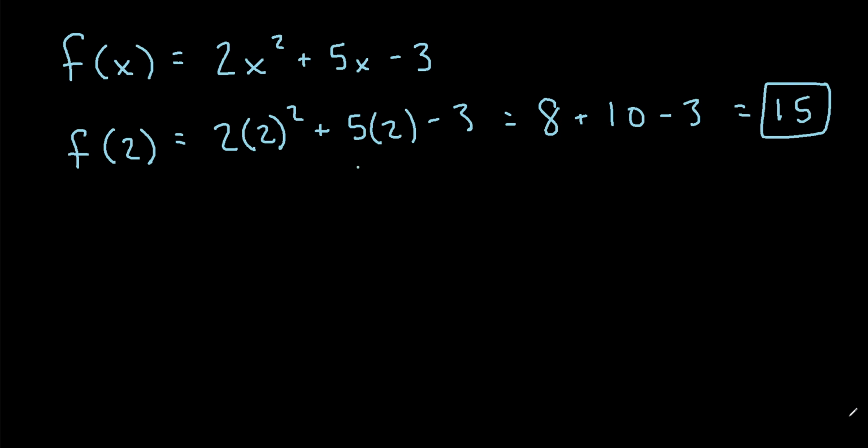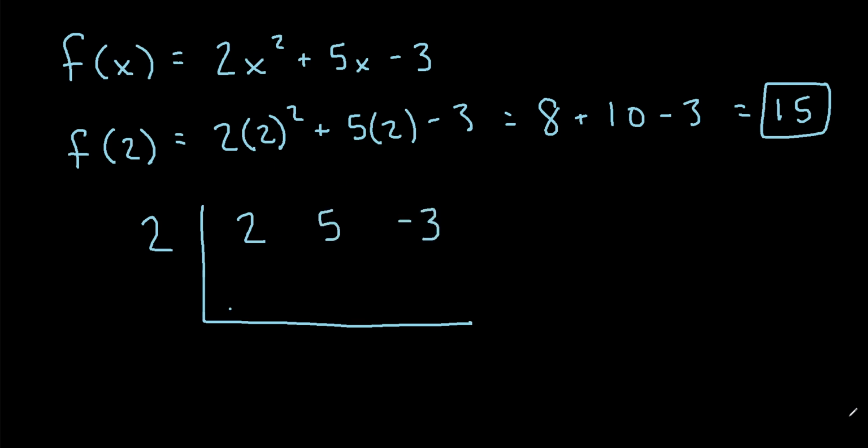But another way to solve it is to use something known as synthetic substitution. And that's where we write this value, this 2, right here, and then we draw a half box, and we write the coefficients of the polynomial, so the 2, the 5, and the negative 3, in order. So we say 2, 5, negative 3. And here's how synthetic substitution works. We take this first number and we bring it down so it lands right here.